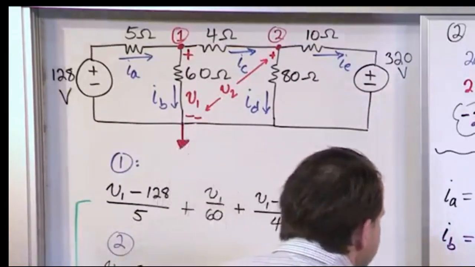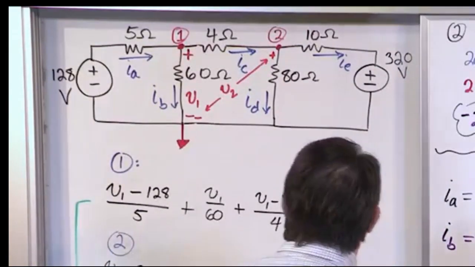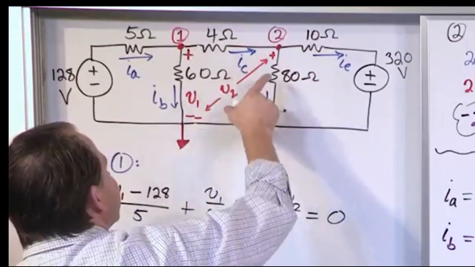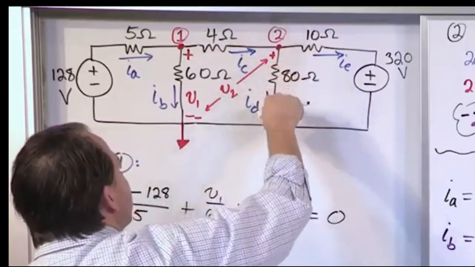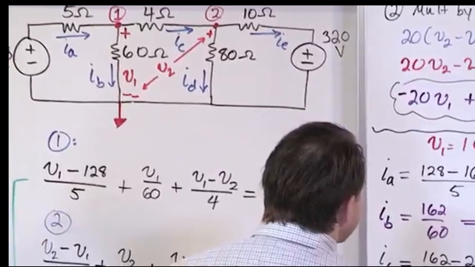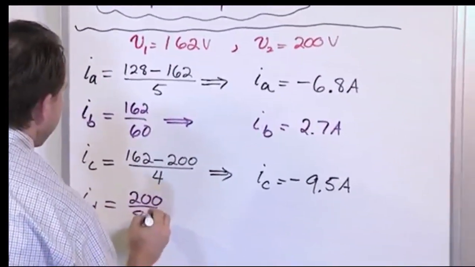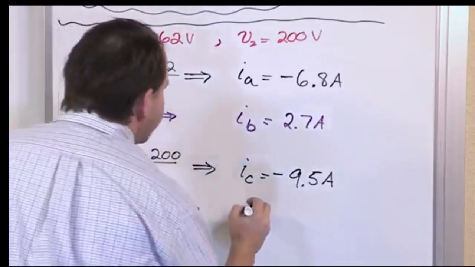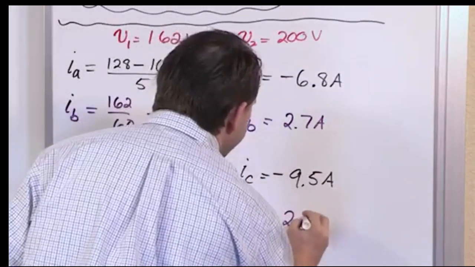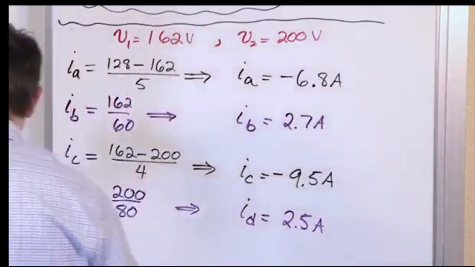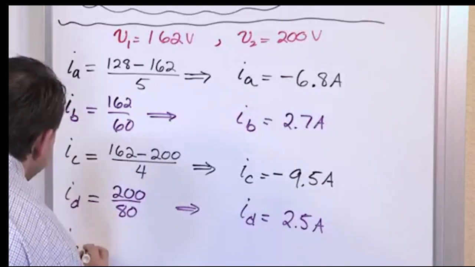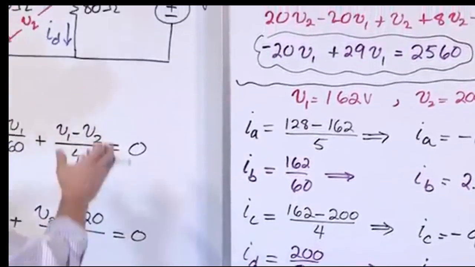So let's quickly find ID. ID is here. For the voltage across this resistor, remember these are connected, so the voltage here is just V2. It's already in the proper direction for a current flowing like that. So V2 is 200 divided by the resistance, which is 80. So for ID, 200 over 80 is 2.5, positive 2.5 amps. Okay, and let's find IE. IE is right here.